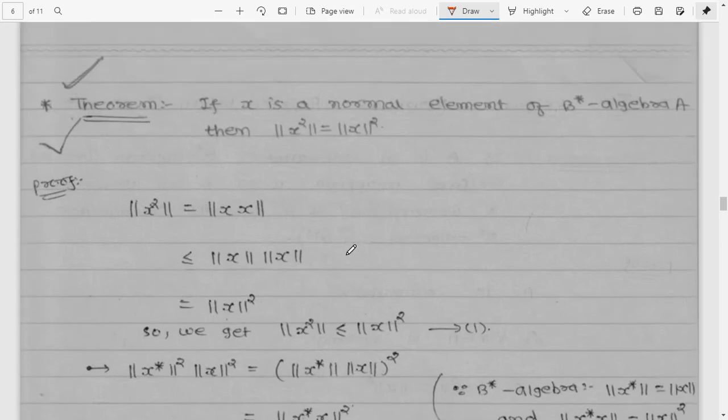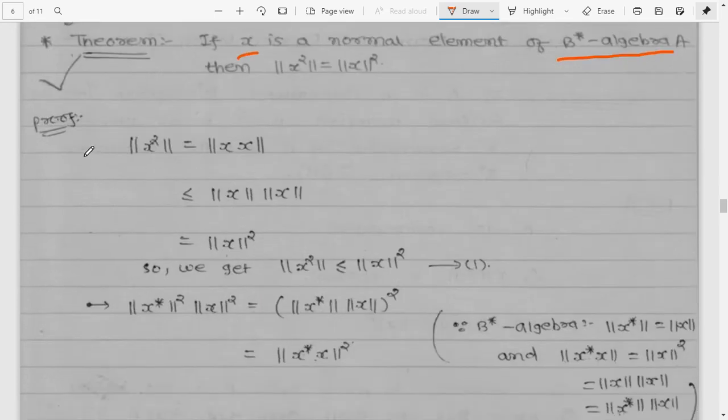Now the theorem: if x is a normal element of a B star algebra A, then norm x square is equal to norm x whole square. So proof: norm x square is equal to norm x into x, so it is less than or equal to norm x into norm x. So this is equal to norm x whole square. So we get norm x square is less than or equal to norm x whole square. Result number 1.